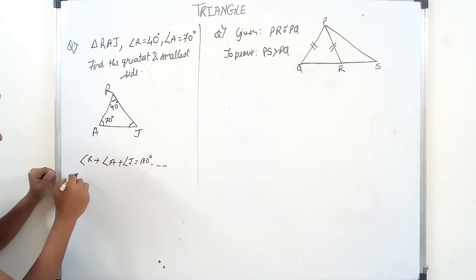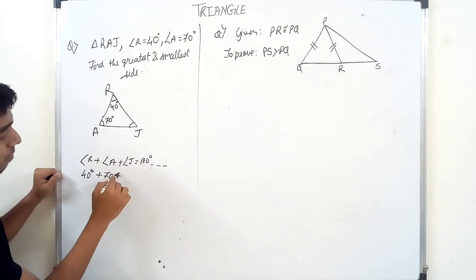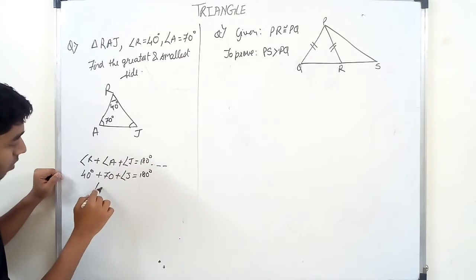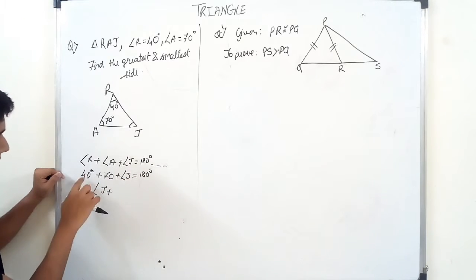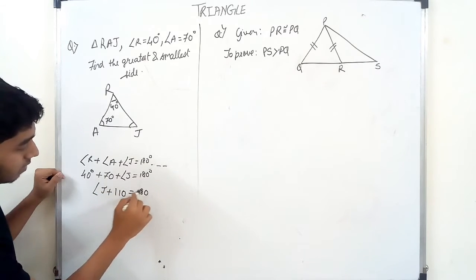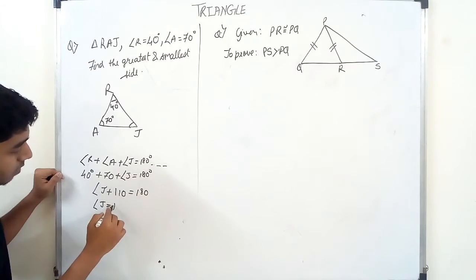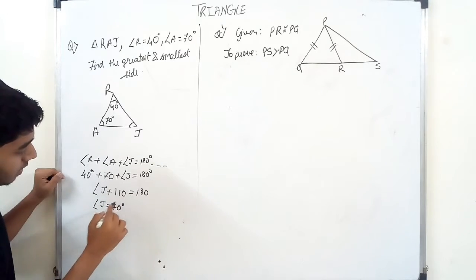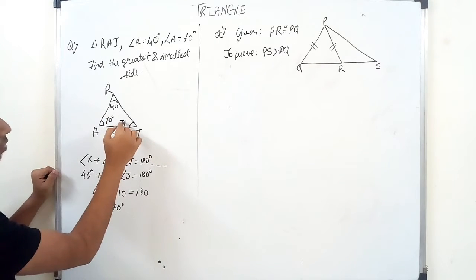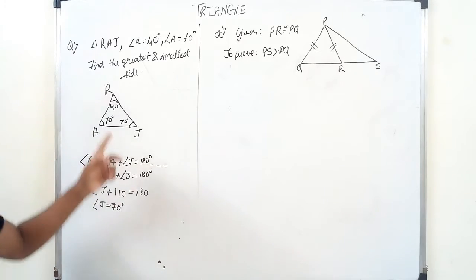Okay, then R is 40, A is 70 plus angle J equal to 180. Therefore, angle J plus 40 plus 70, which is 110, equals 180. Therefore, angle J is equal to 70 degrees. Yes or no? Therefore, we get this also as 70 degrees. Correct?